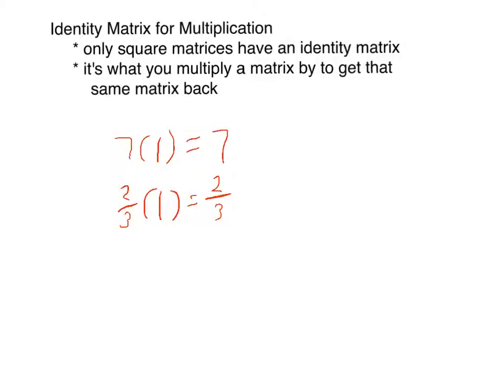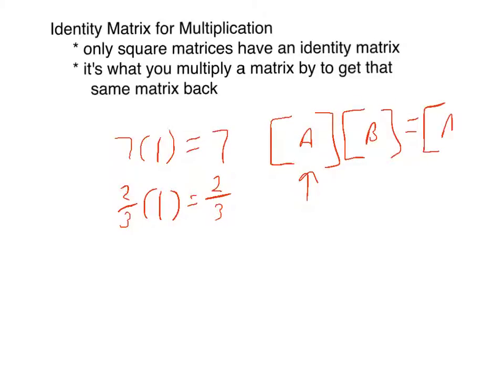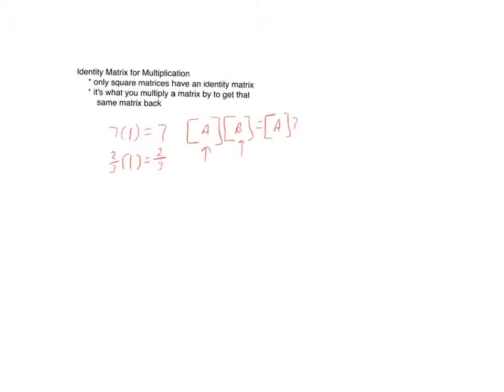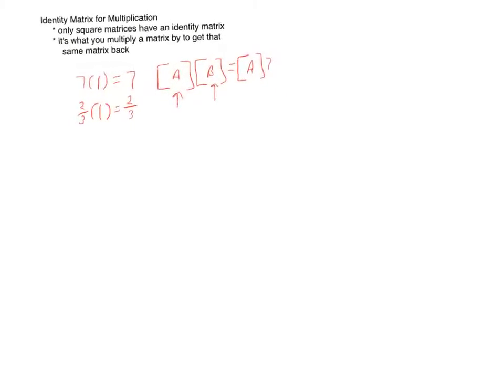The same thing with matrices. If I take two matrices called A and B, what do I multiply matrix A by to get matrix A back? In this case, I called it B, so B would be the identity matrix. Same logic. I'll just put it up here and we'll do an example.